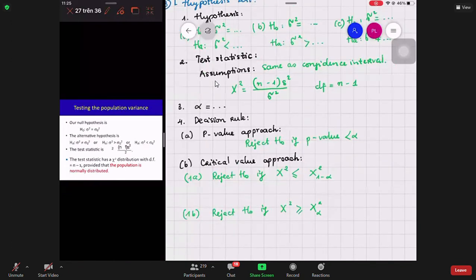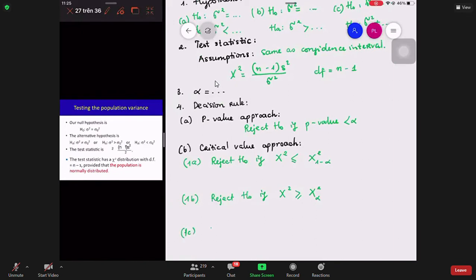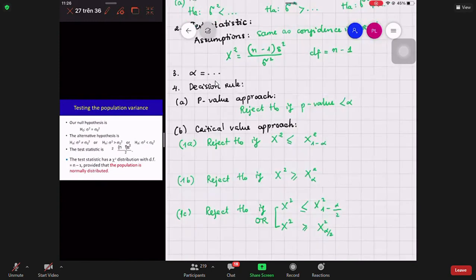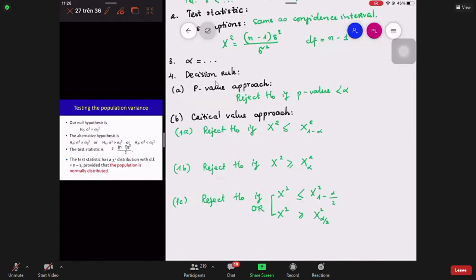And for the case that we have a two-tailed test, we will reject HO if the value of chi-square smaller than chi-square 1 minus alpha/2 or chi-square greater than chi-square alpha/2. Okay. Now, why do we have this? It is because if we draw a graph here, a chi-square here.